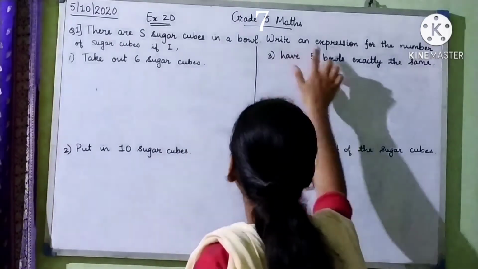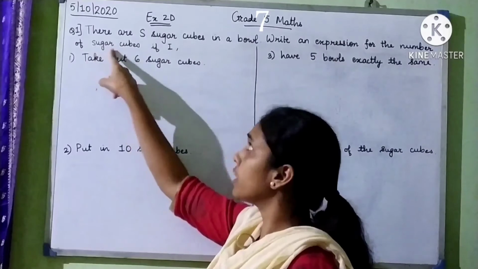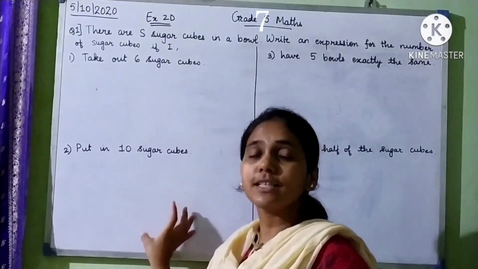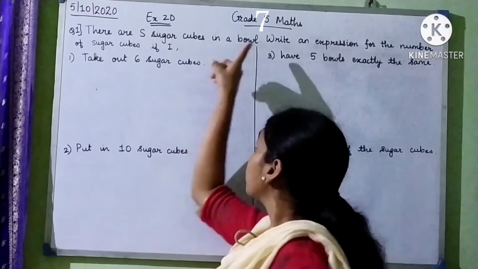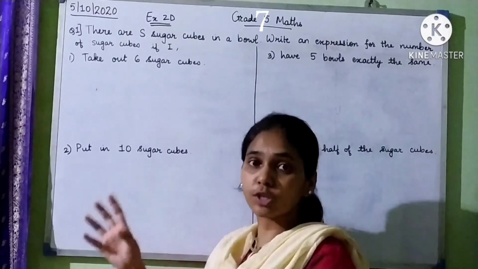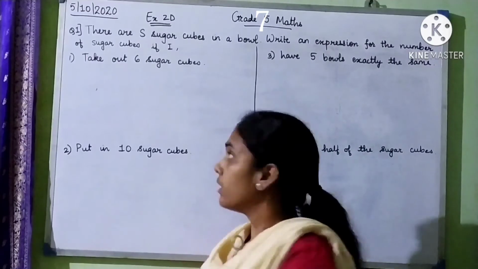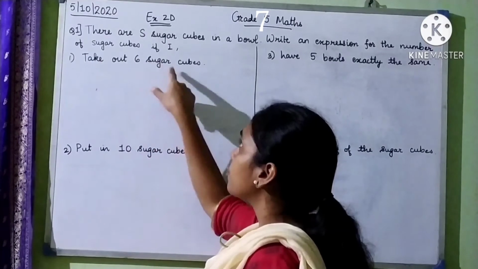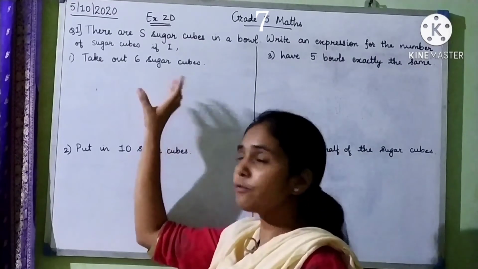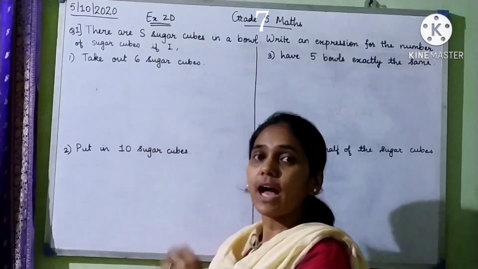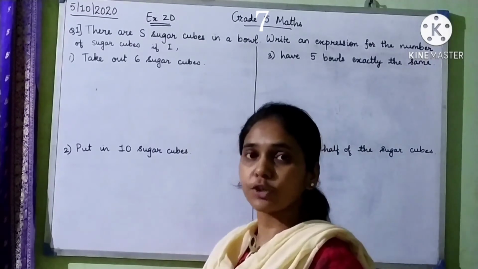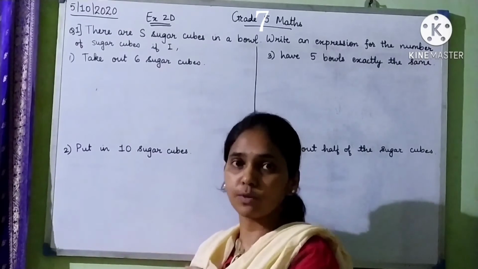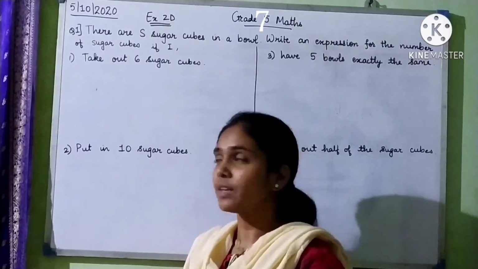So, write an expression for the number of sugar cubes if... That means the answer which we are going to get is the number of sugar cubes. We have to write an expression for the number of sugar cubes which would be left. The first question is, if I take out 6 sugar cubes, that means we have total S sugar cubes, and from that S number of sugar cubes, if we take out 6 cubes, how many sugar cubes will be left? That number we have to find.